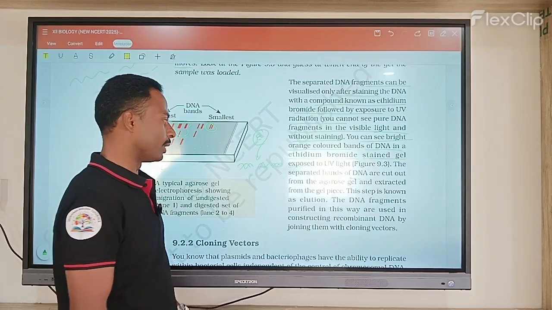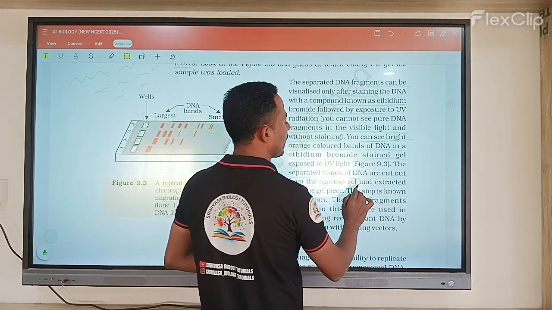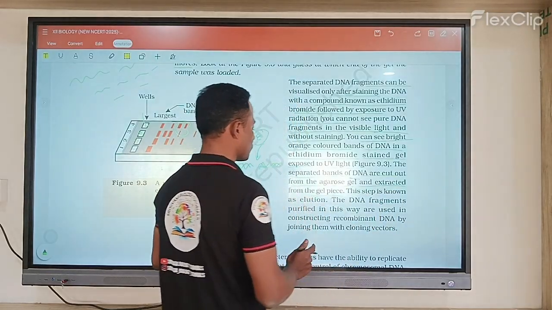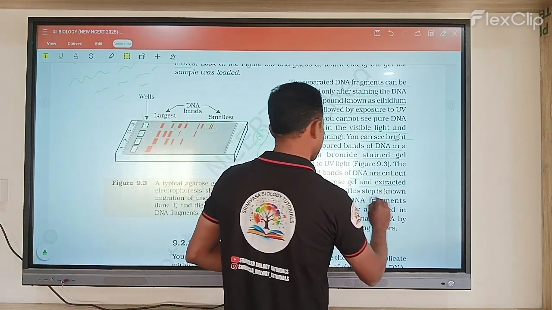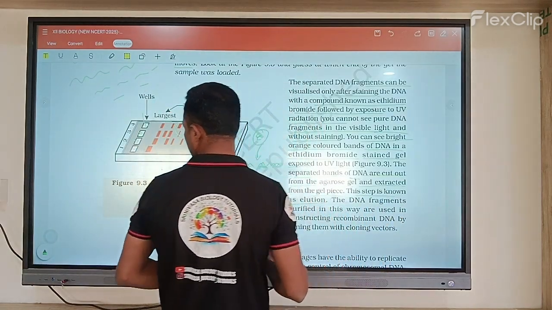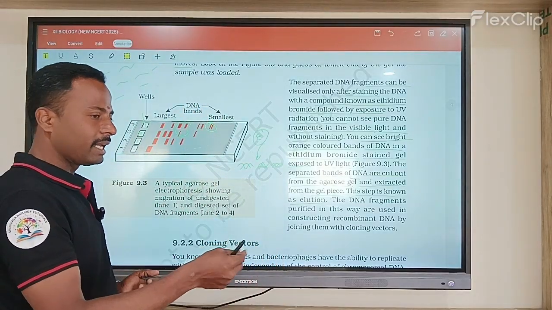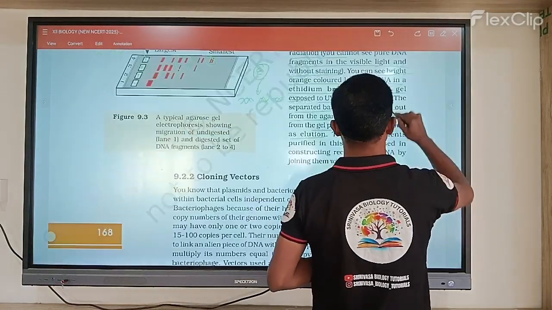The separated bands of DNA are cut from the agarose gel and extracted from the gel pieces. This step is known as the elution process. What is this step called? The elution process.